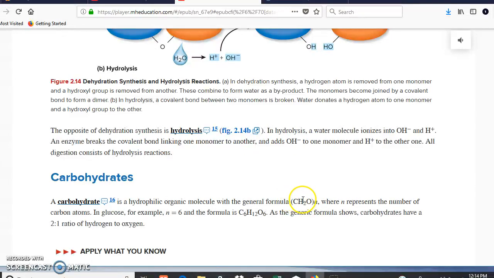Now, this is the basic unit. If you put together 6 of these, as you can see here, you're going to get glucose, which is C6H12O6. Okay, it's as easy as that. So a carbohydrate is a carbon that you hydrate. And the more of these you put together, you're going to get different units.